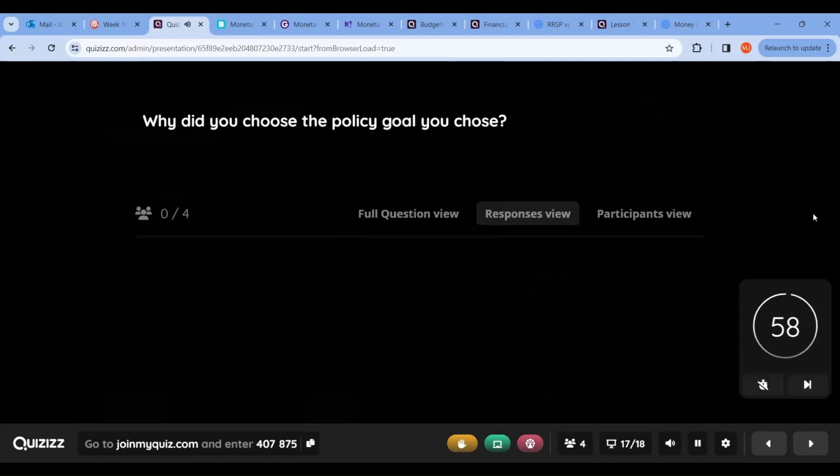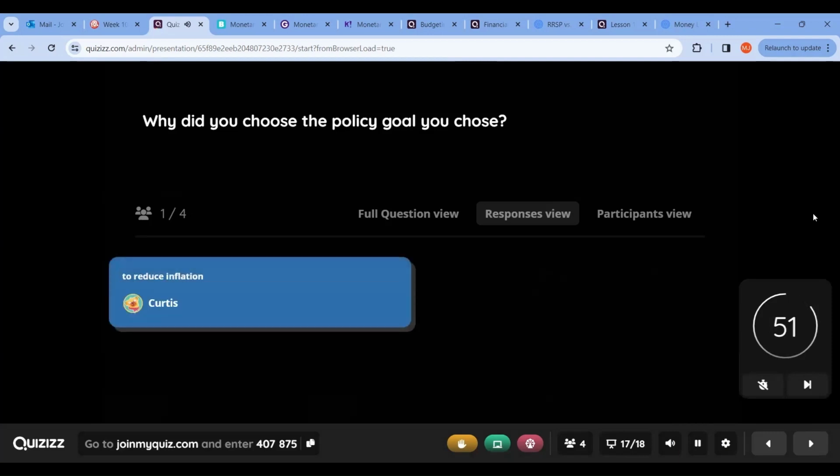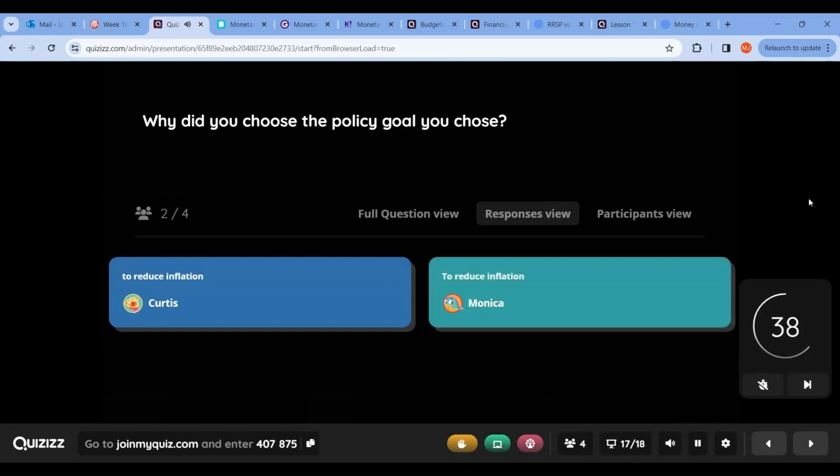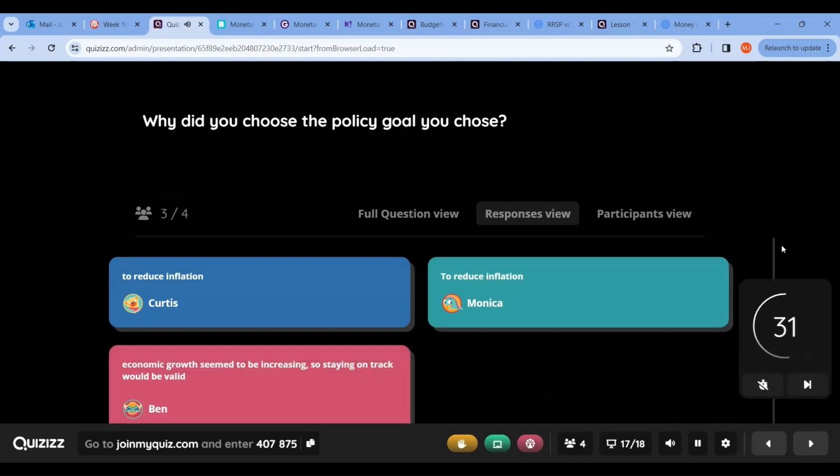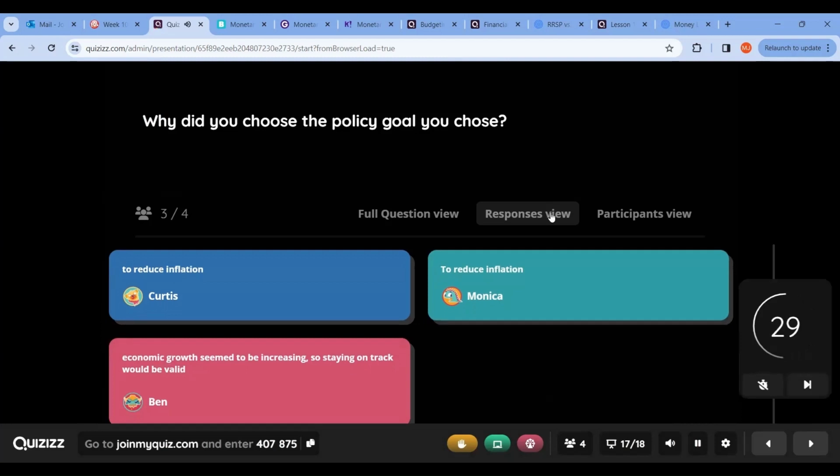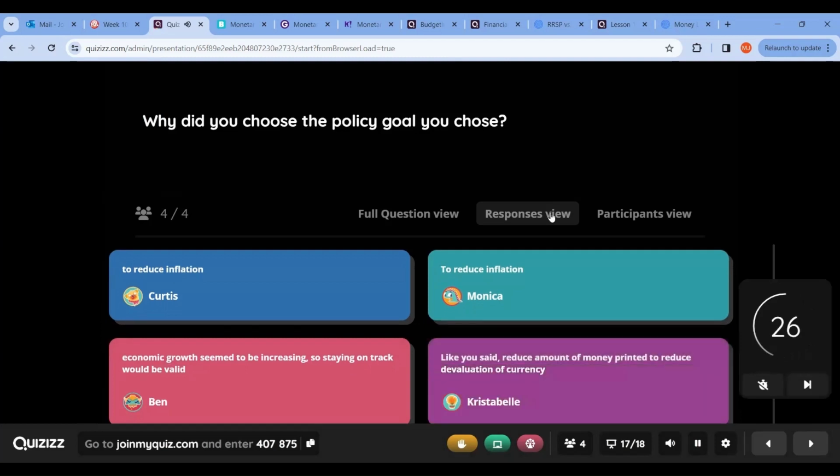So why did you choose the policy goal you chose? So Curtis said to reduce inflation. Fair enough, yes. Monica, to reduce inflation, yes. Bad economic growth seemed to be increasing, so staying on track would be valid.